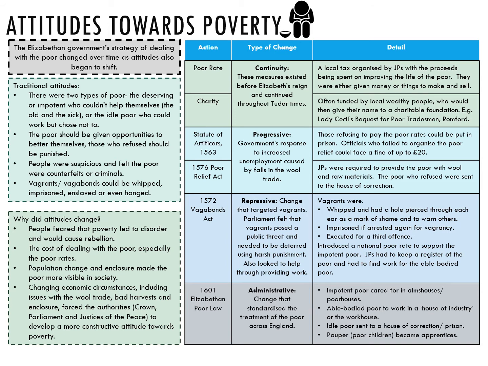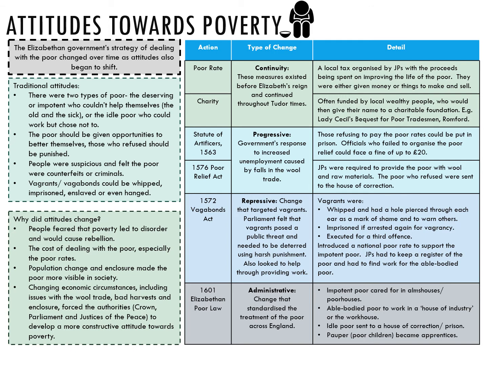We then start to see progressive approaches, which is where the government's response to increased unemployment caused by problems in the wool trade shows how they try to now help the poor. We have the Statute of Artificers in 1563, which says that those refusing to pay the poor rates could be put in prison, and officials who failed to organise the poor relief could pay a penalty of up to £20.